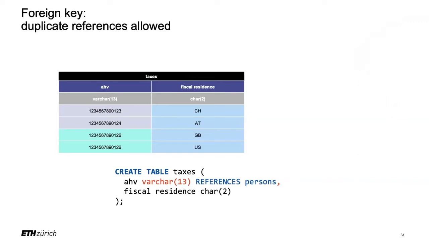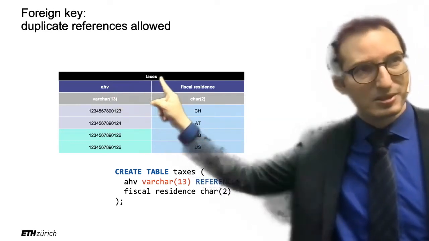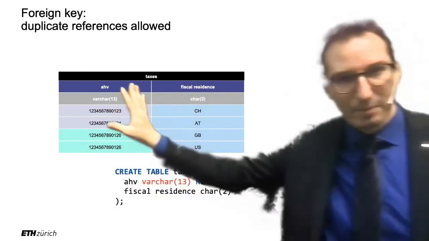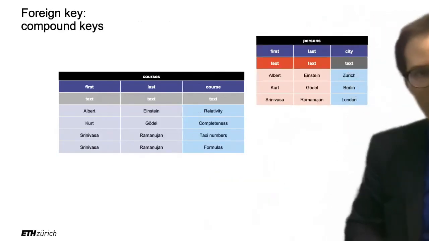Why? Because again, this column right there is not a primary key of the table taxes. It's a foreign key. That's not the same. It's pointing to a primary key in another table, but this is not a primary key of that table. This is why it's fine to have duplicates right there.